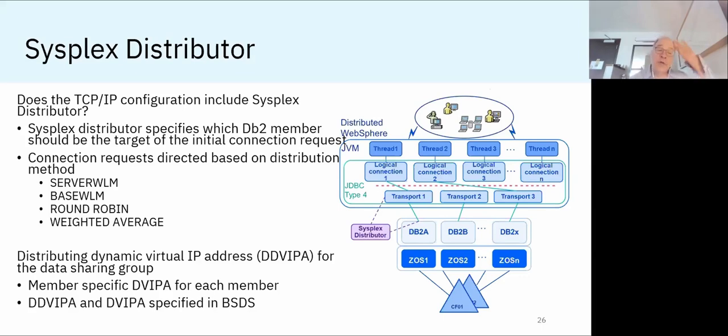Related to this, we also want to make sure that customers are using a distributed dynamic virtual IP address, or a DD-VIPA, for the data sharing group. So a specific DD-VIPA for the data sharing group that isn't used by others or LPARs or whatever, and that each member of the data sharing group has its own member-specific dynamic virtual IP address. And then our preference is that the DD-VIPA and D-VIPAs are defined in the bootstrap. And the DD-VIPA is called in the bootstrap the group VIPA. And so that gives DB2 the most flexibility and the most high availability in case of a recovery restart situation.